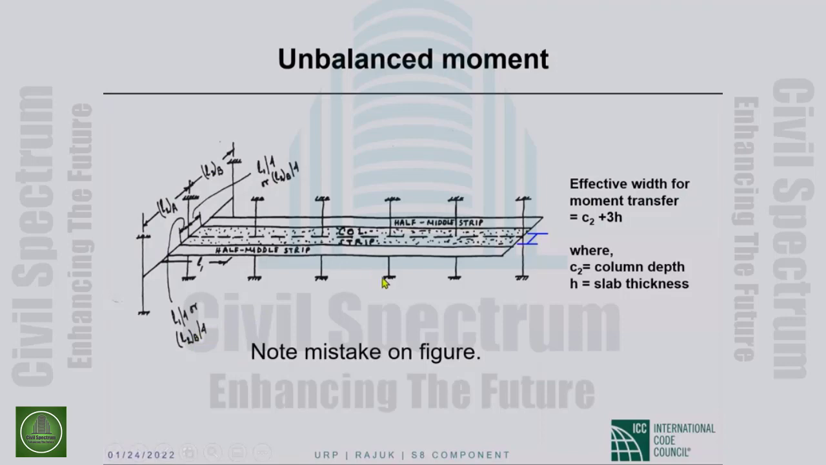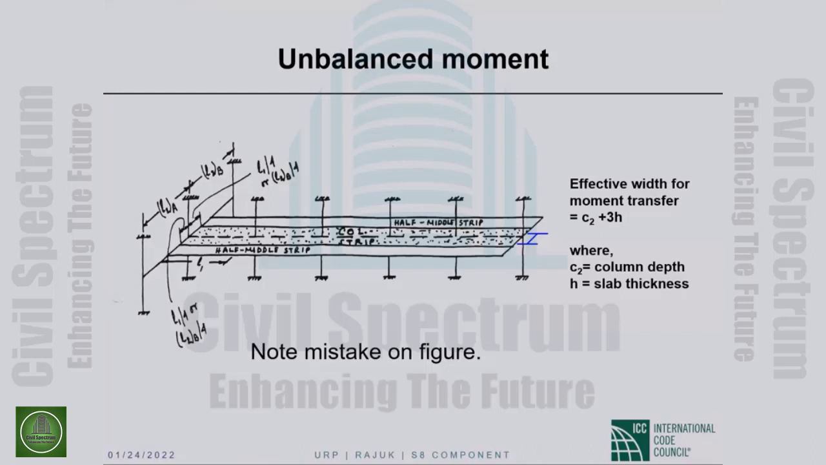Okay, so we have our design strip from panel center line to panel center line. We have our column strip and we have two half middle strips. Now, the column strip must have reinforcement to resist the column strip bending moment. The middle strips must have reinforcement to resist middle strip bending moments, goes without saying.